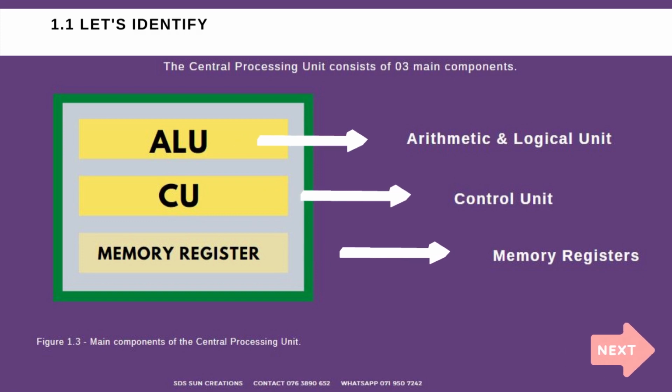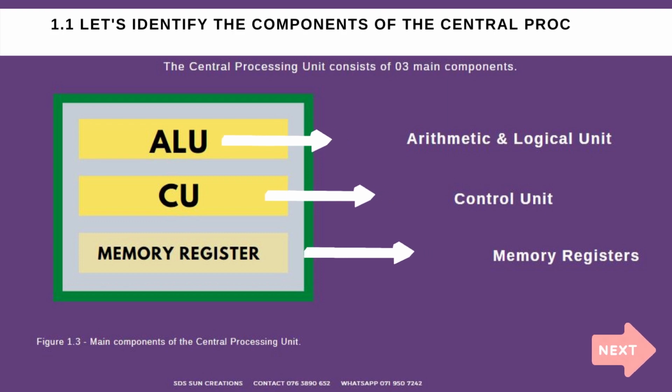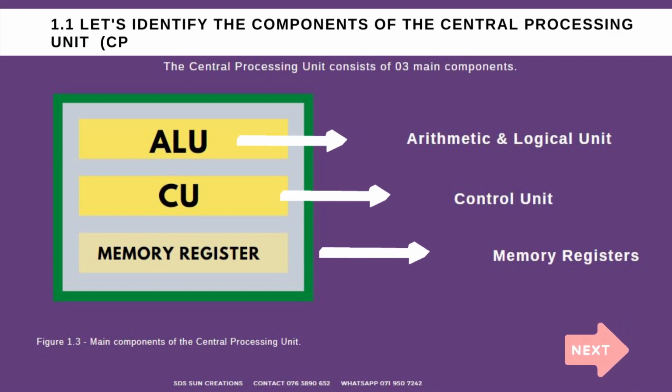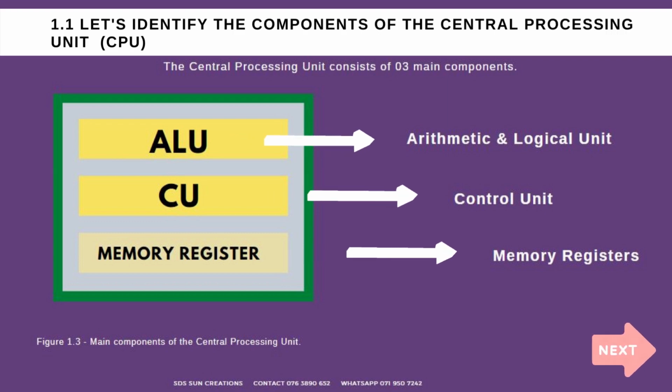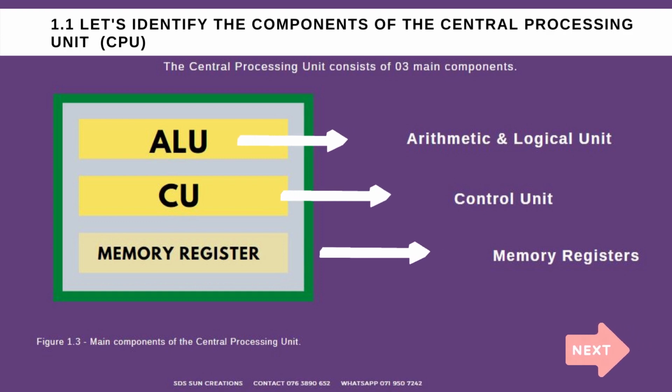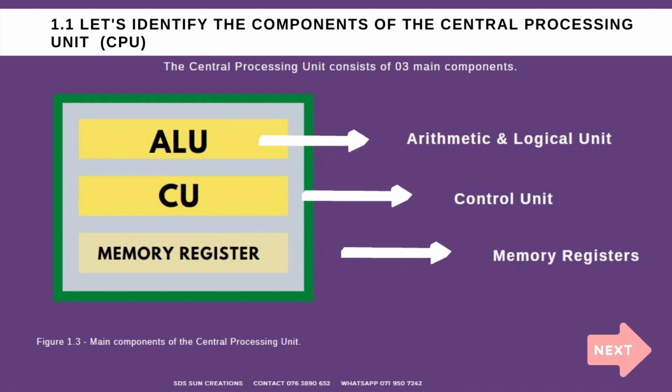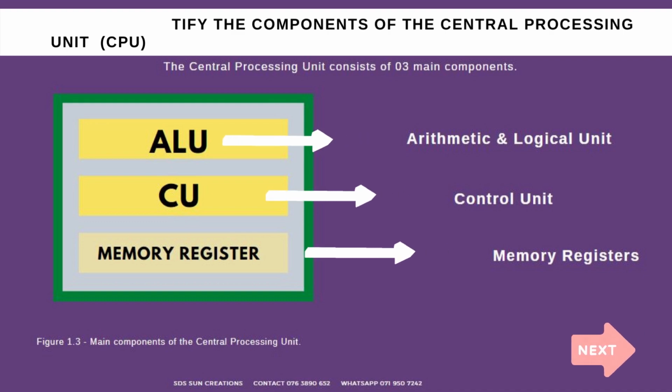1.2. Let's identify the components of the central processing unit. The central processing unit consists of three main components: ALU, arithmetic and logical unit, CU, control unit, and memory register.